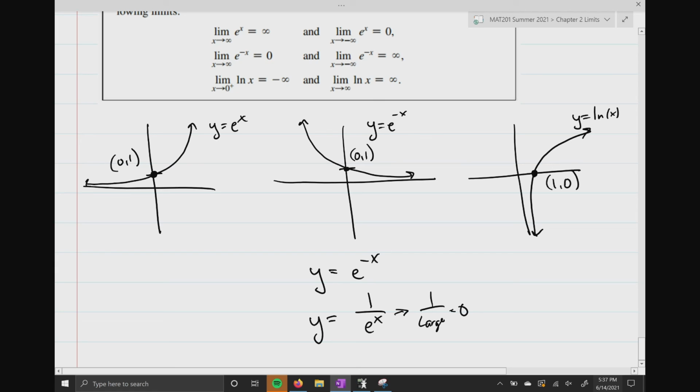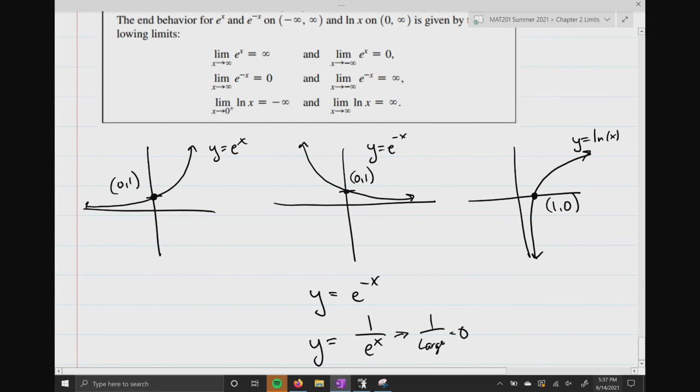And then for the ln of x, it always gets larger and larger and larger, but it does it very slowly. But we're not worried about how fast it gets larger and larger and larger. We just know it gets larger. So that's going to be it for section 2.5.